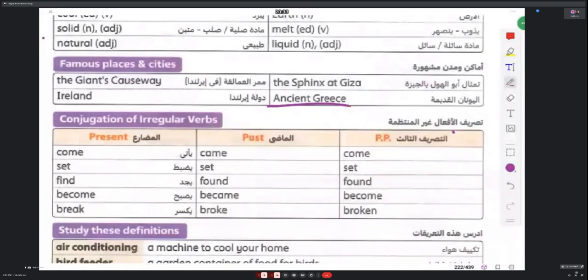Ancient Greece, Ireland, Greece. We don't use a or an before countries or cities. So this is a country, Greece. The adjective is Greek. Greek, Greece.